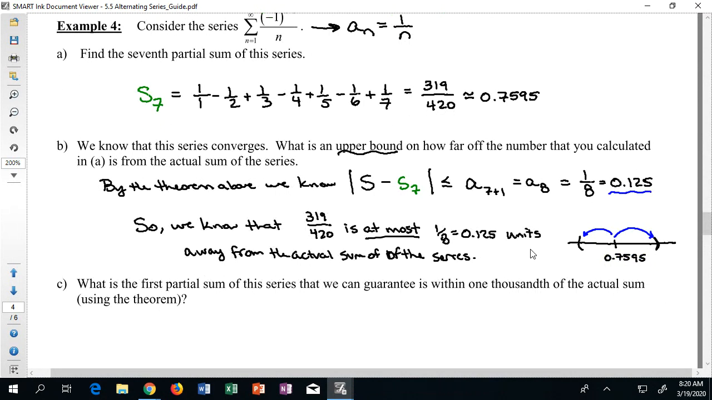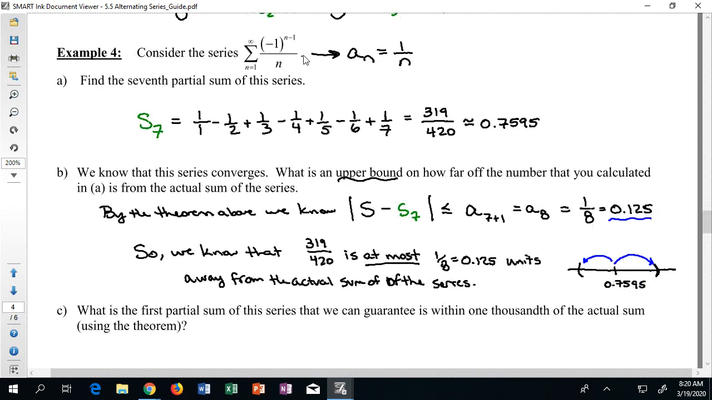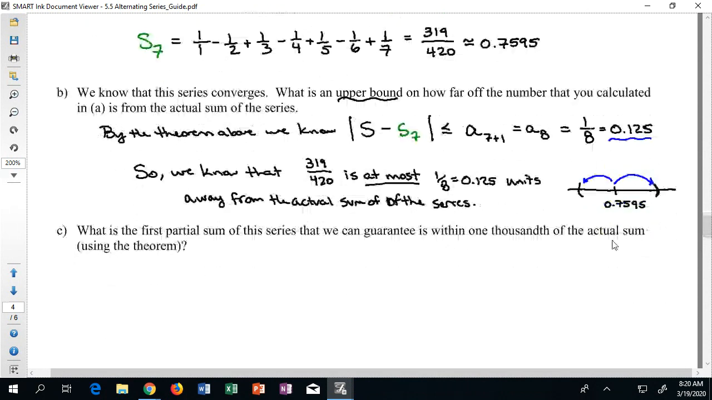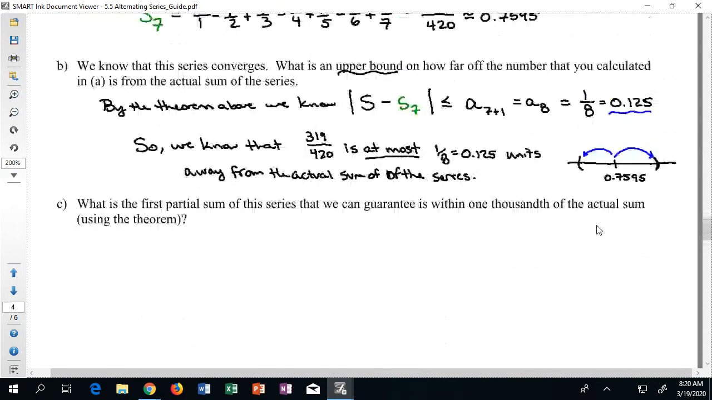That's pretty powerful. So even without knowing what the sum of the series is, we can know where it lives. There's no way the sum of this series comes out to be 16. It's not possible because it doesn't fit inside the bounds. We can also take a look here at something like part C, where we can reverse the question. We might ask, what is the first partial sum of the series where we can guarantee that it would be within 1/1000th of the actual sum?